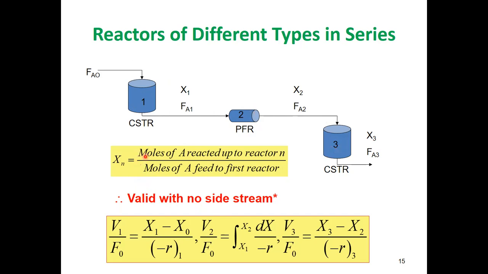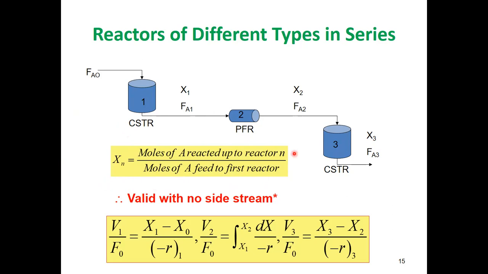That is the moles of A reacted up to reactor N, not just the last reactor here, but all the amounts of A reacted in the three reactors divided by the initial. So that would give you the overall conversion for your system, the entire system of these three reactors of different types in series.